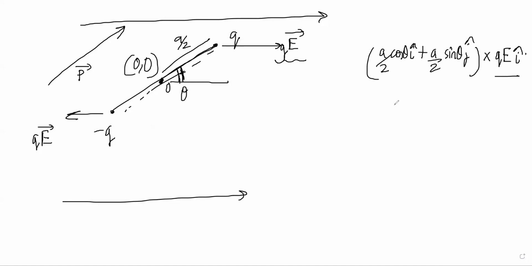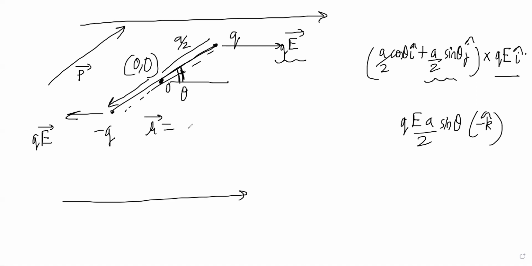By the right hand thumb rule, the rotation direction will be minus K, right? So this cross this, you get QE A by 2 sin theta, correct? And then similarly, now the R vector is like this. Now the R vector would be minus A by 2 cos theta I cap minus A by 2 sin theta J cap. It's the same, but now in the reverse direction.